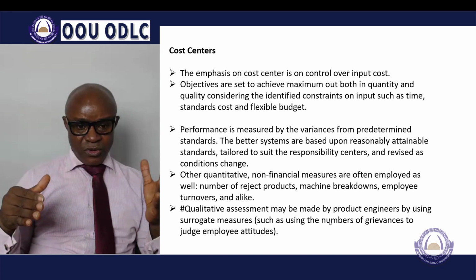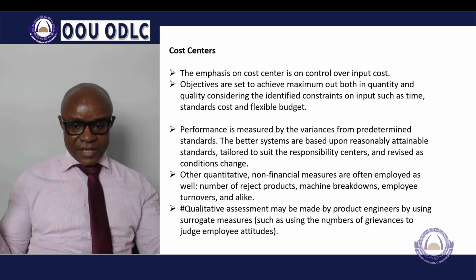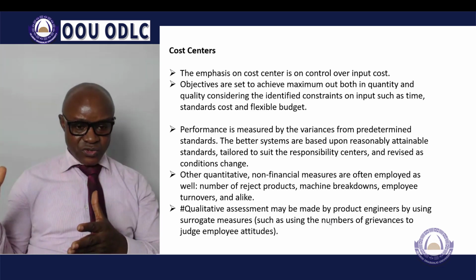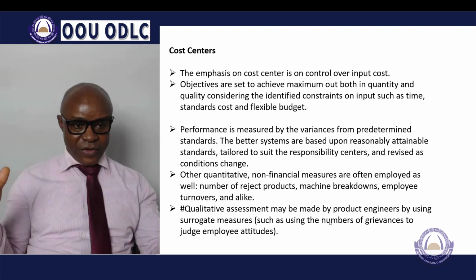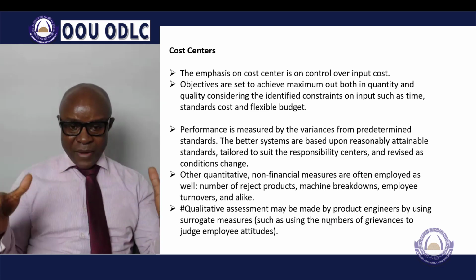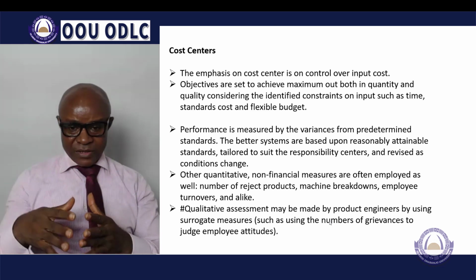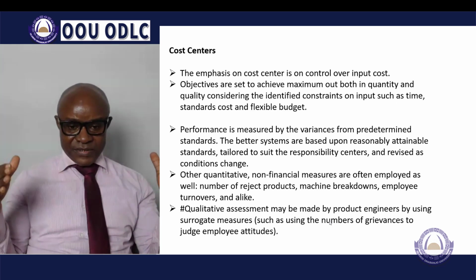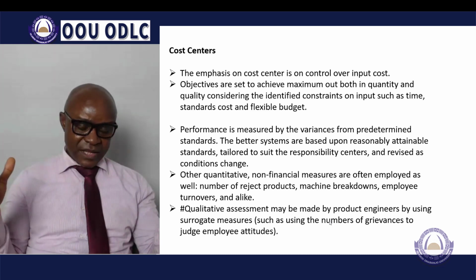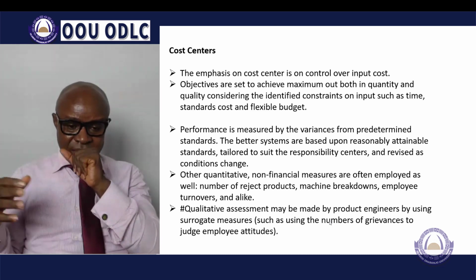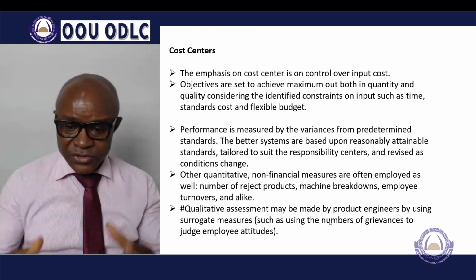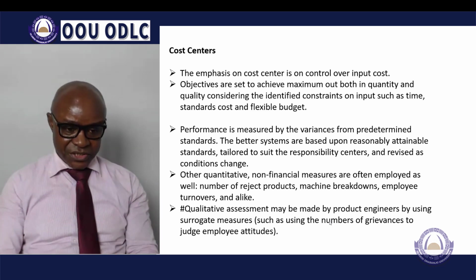When you set the budget, you measure the budget against actual performance. So the performance of a cost center is measured by the variance of the actual from a predetermined standard. The system is based upon reasonable, attainable standards that are meant to suit the centers, and it is usually revised as conditions change.